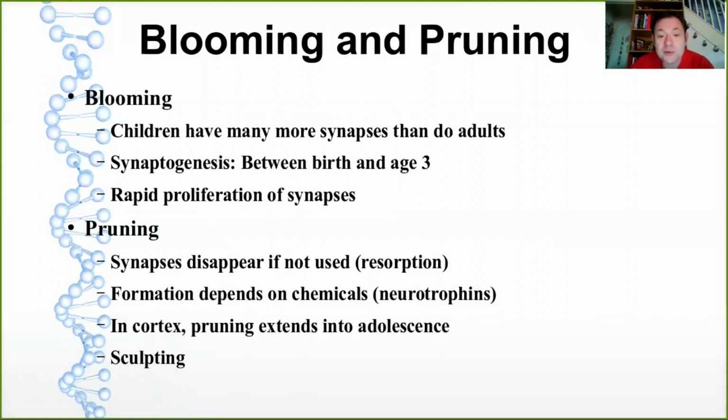In the cortex, pruning extends into adolescence. This is known as the sculpting process, as your brain becomes more well-formed. Think about it like a big lump of clay, and then parts of the clay are removed to sculpt a shape, a form from that amorphous mass. And experience helps with the sculpting process.